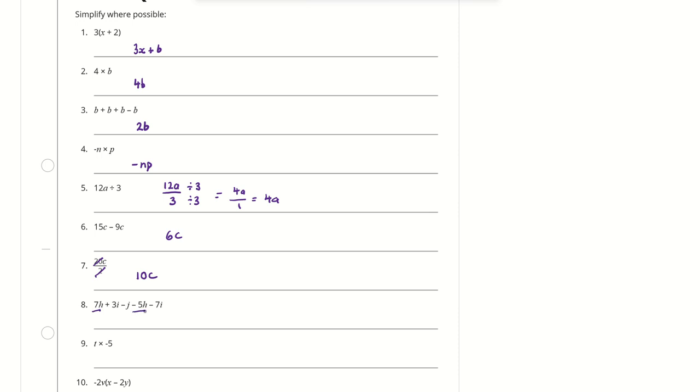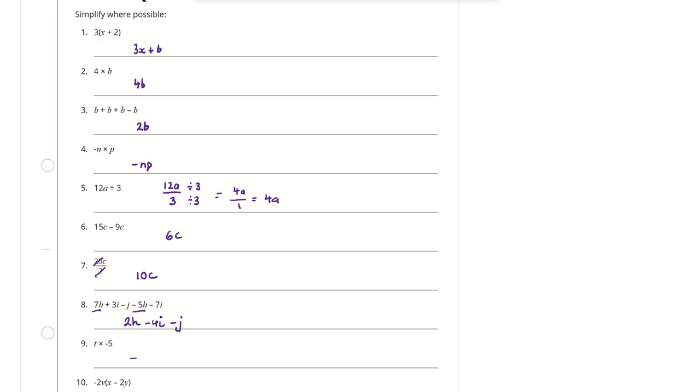7 hares minus 5 hares is 2 hares. Hares are rabbits, by the way. Plus 3i. 3i is by itself. Oh, no, it's not. 3i take 7i. So that's going to be 3 take 7, or negative 7 plus 3 is negative 4. So we've got negative 4i. And the j is by itself, so minus j.